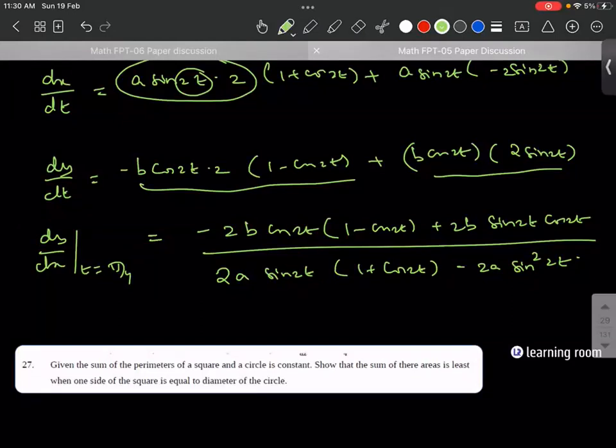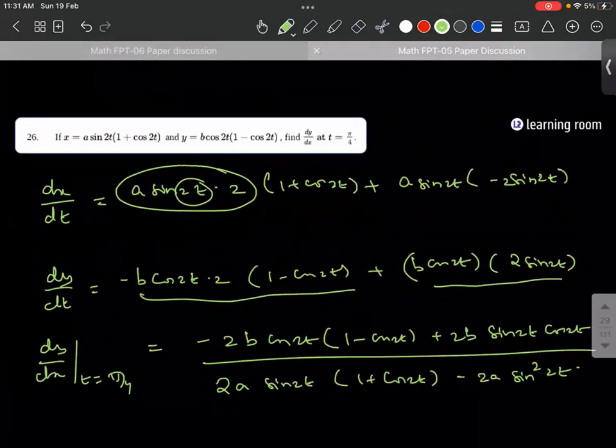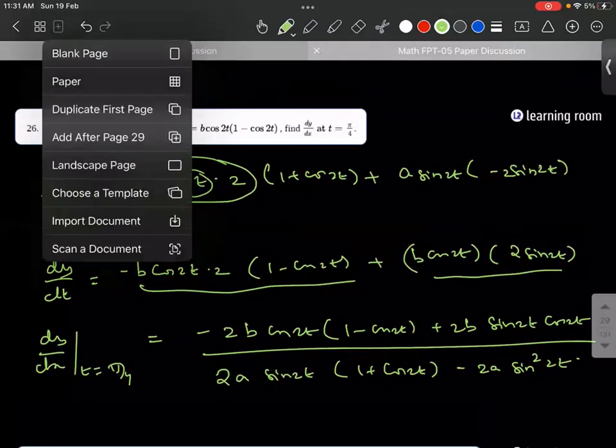One minute. Space constraint. Give me a minute. I'll change it to portrait.